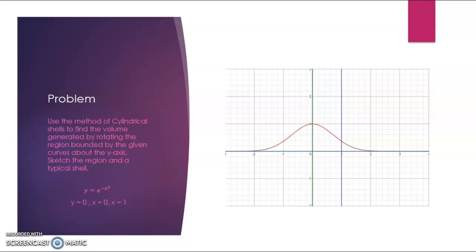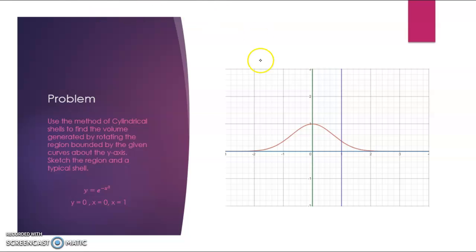So our problem states that we are going to use the method of cylindrical shells to find the volume generated by rotating the region bounded by the given curves about the y-axis. Sketch the region in a typical shell. They give us y equals e to the negative x squared power, and it's bounded by y equals 0, x equals 0, and x equals 1.